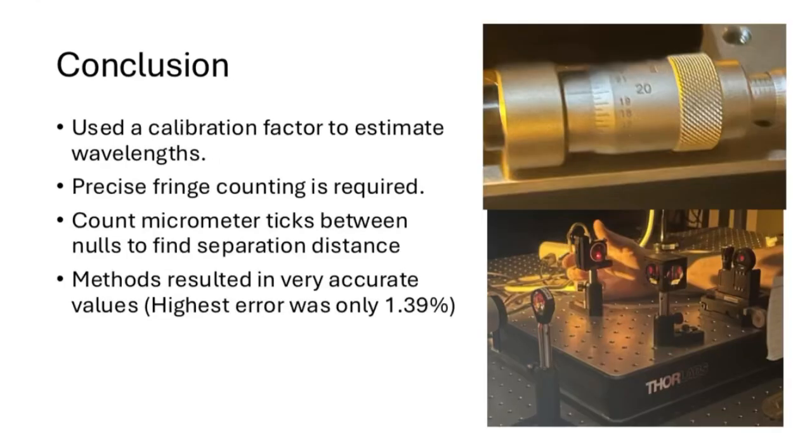So in conclusion, we found a calibration factor in part A that allowed us to calculate wavelengths in part B of various sources. The only problem with this is that you had to be very precise when counting the different fringes, otherwise the number would be way off. In addition, by finding the distance between two null fringe patterns, we were able to find the wavelength separation of a doublet to a very accurate degree.